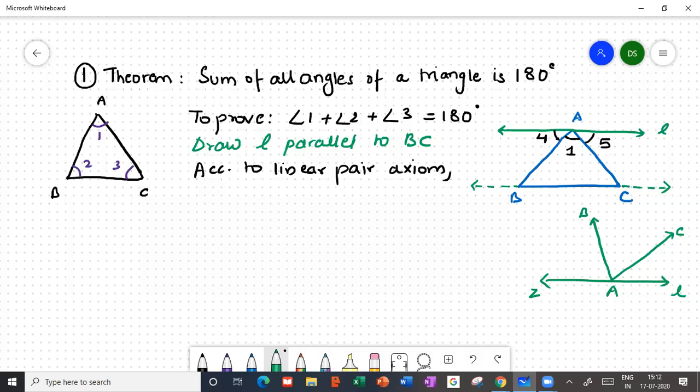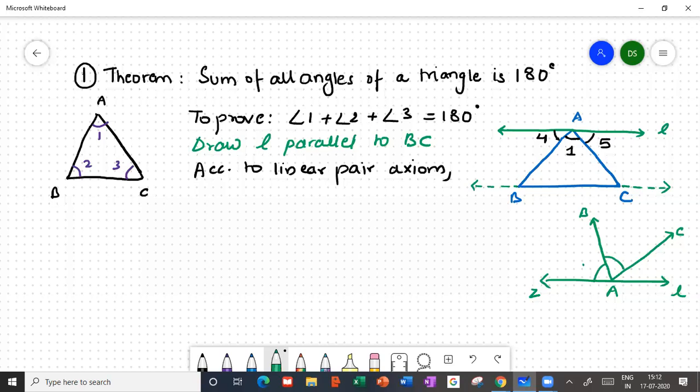Yes. Correct. Why? Because they have a common arm AB, correct? And their non-common arms AZ and AC lie on opposite sides of the common arm. Correct. That's what makes these angles adjacent. Okay, I'm just drawing this like this.